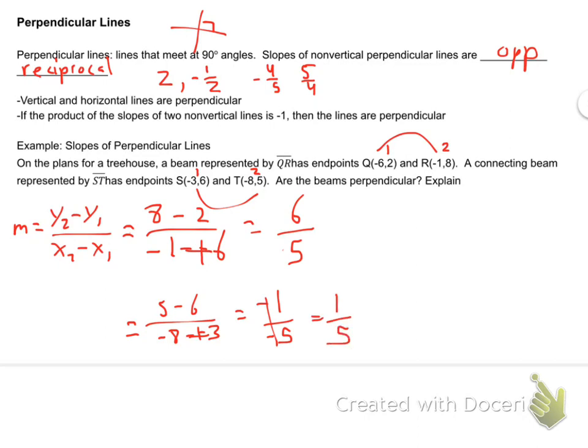So unless I did something wrong here, it looks like my numbers should be correct. I get the first line is 6/5 slope, and the second one has a slope of 1/5. They are neither the same, so they're not parallel, and they are not opposite reciprocals, so the answer is no, because they're not opposite reciprocal slopes.